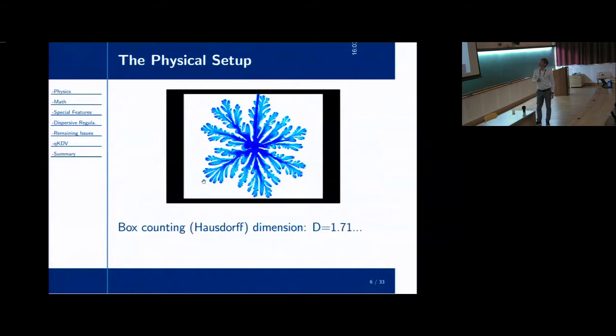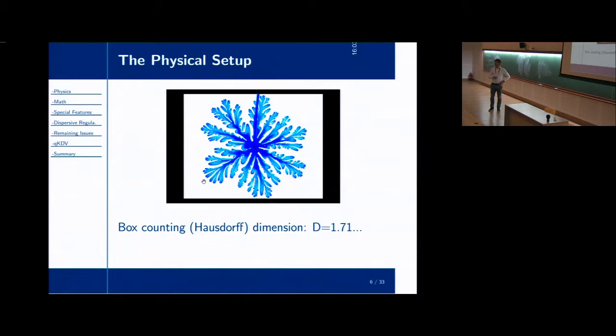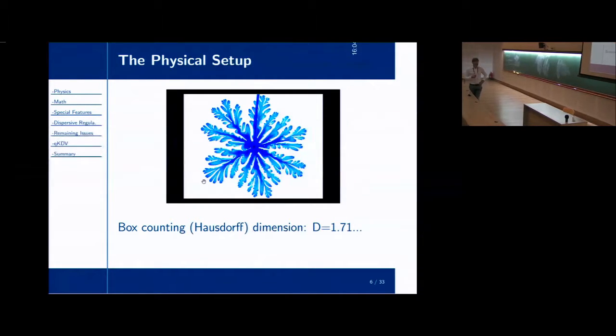So that's the basic setup, and one of the fundamental questions in this problem is to find out, from an analytical view, what the fractal properties of this fractal are. The main parameter which describes this fractal is the fractal dimension, the box counting Hausdorff dimension, which happens to be measured experimentally at 1.71. That's still an open question: how to find this fractal dimension analytically.